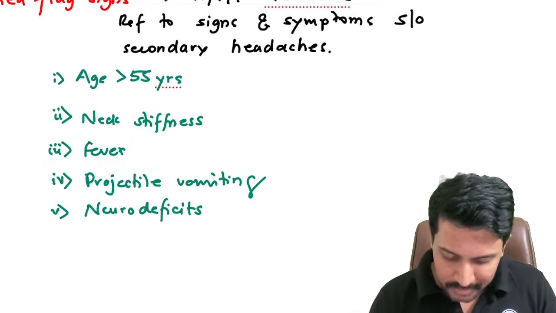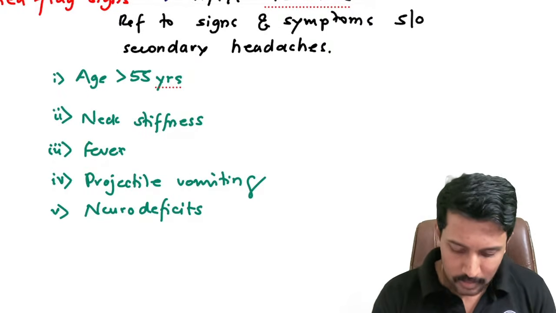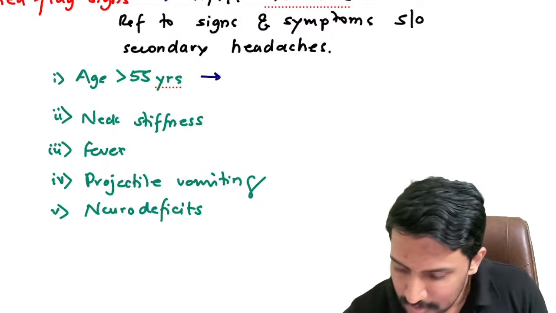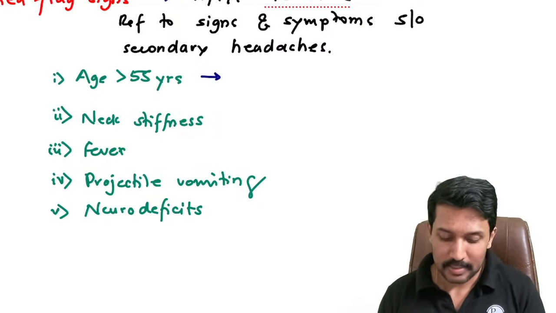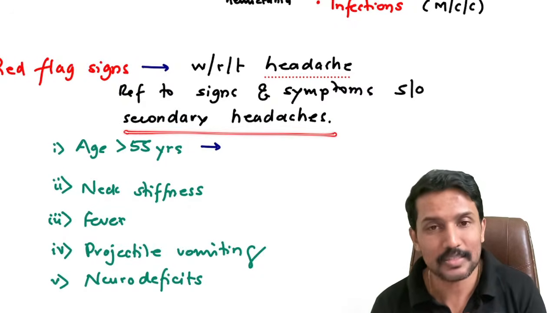Okay, now let us also write explanations why these are red flag signs. Why is age more than 55 years a red flag sign? Can anybody tell me? Why should I consider it as a red flag sign? What are red flag signs? These are the signs which are pointing towards the presence of a secondary headache.